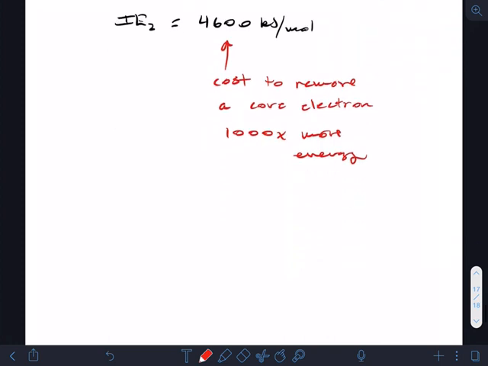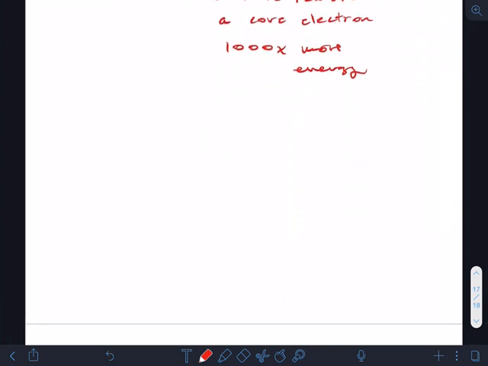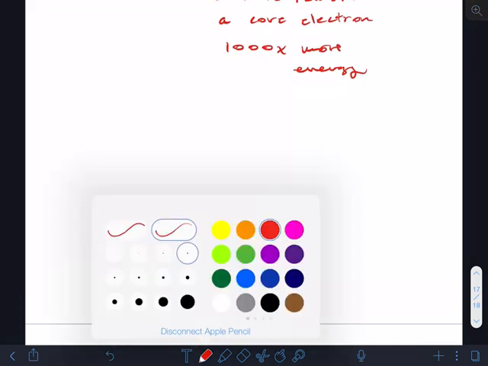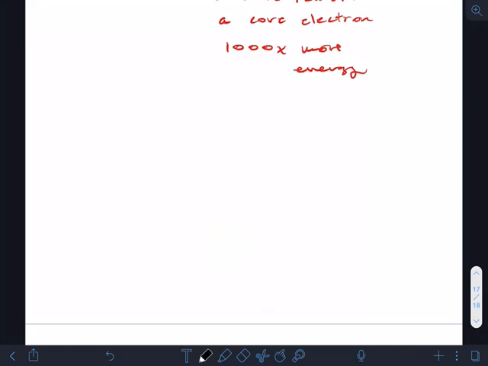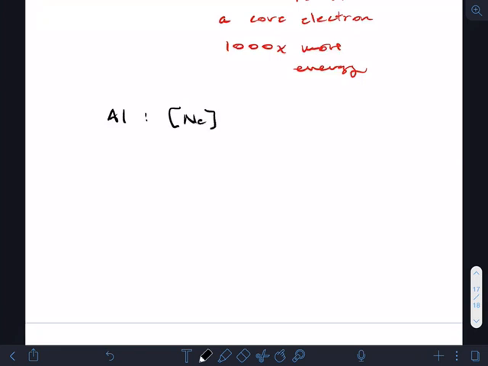So pulling off core electrons really doesn't happen in nature. We've been able to do it in laboratories, which is why we know what these values are. But left to their own devices, this never happens in nature. All right, so let's look at another example.